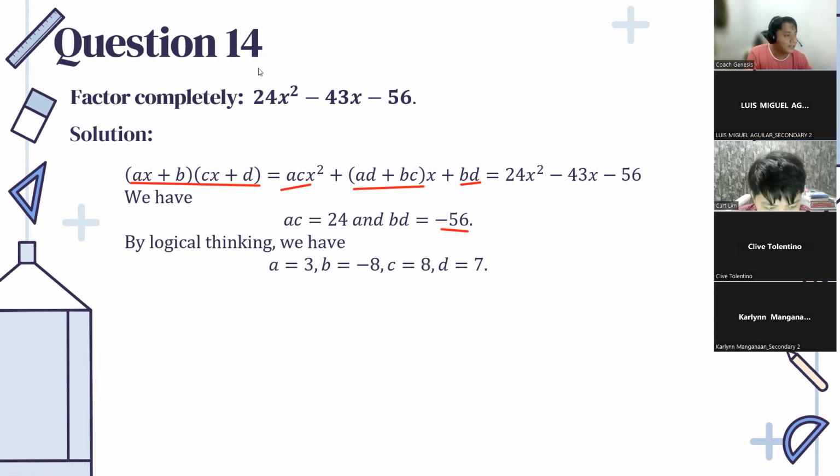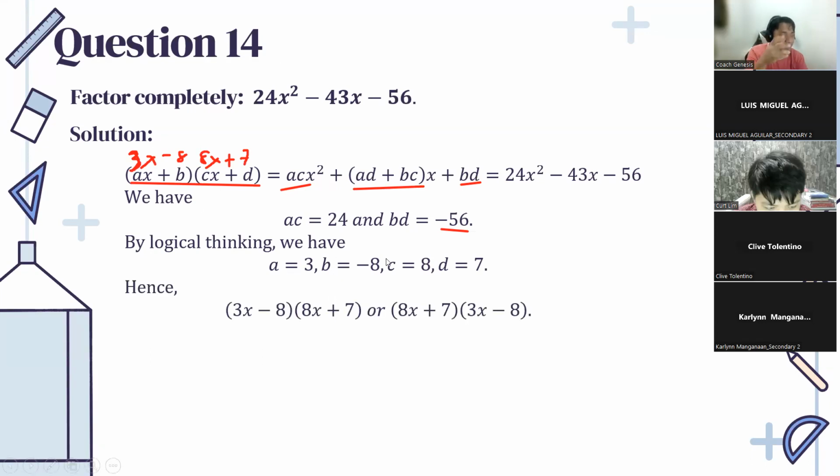So you'll have 3x minus 8, and you have 8x plus 7. So that will be 3x minus 8 multiplied to 8x plus 7, or vice versa, 8x plus 7 multiplied to 3x minus 8. So that's number 14.